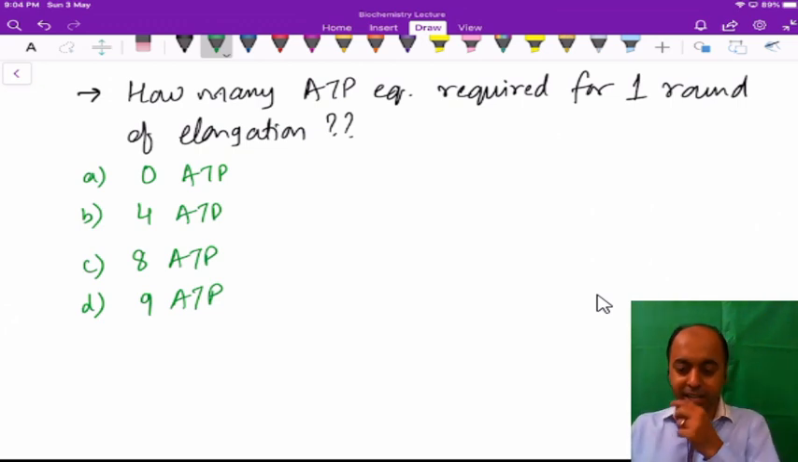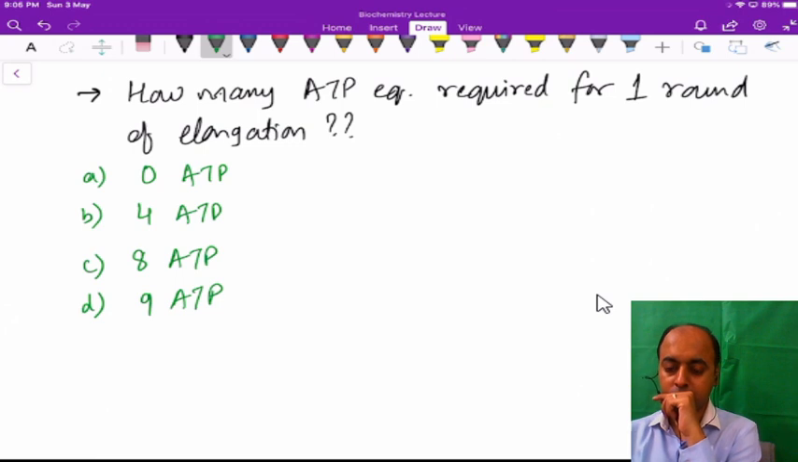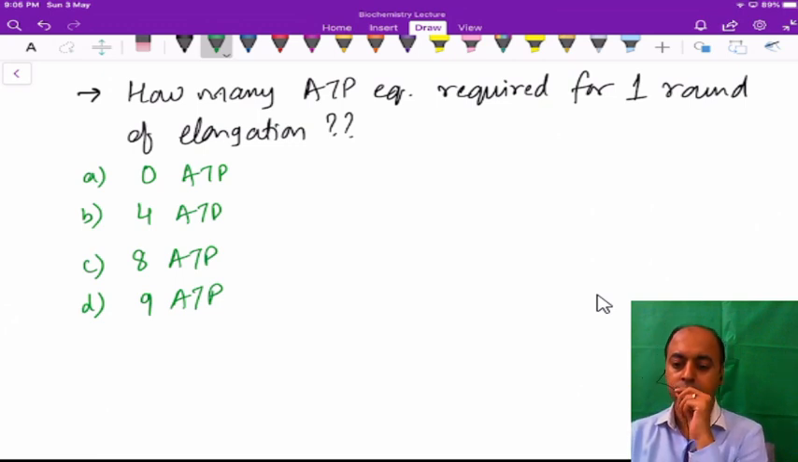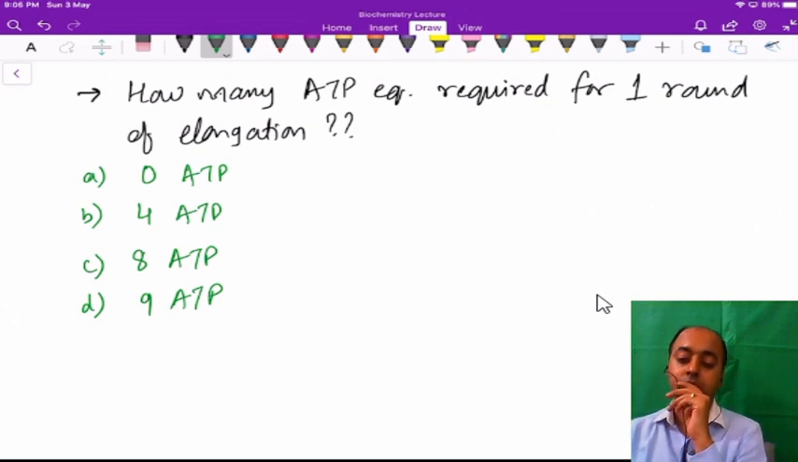You're saying 1 ATP or you're saying 0 ATP? Just to recap, I'll tell you that 1 round of elongation involves the 5 steps that we had mentioned. Okay, don't forget that.